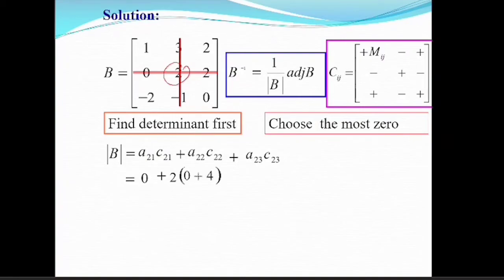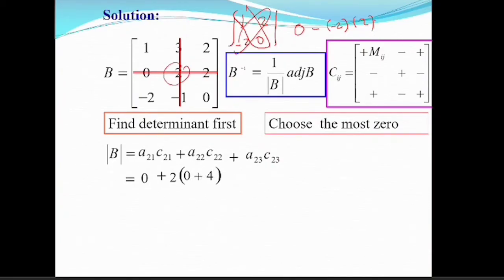Put it in determinant form and find the determinant. So the determinant of 1, 2, negative 2, 0: AD minus BC is just 0 minus negative 2 times 2. So here you will get negative 4 minus negative 4. So 0 plus 4.